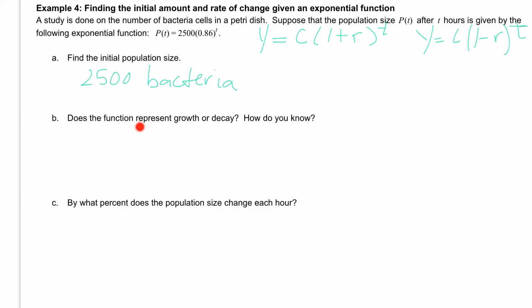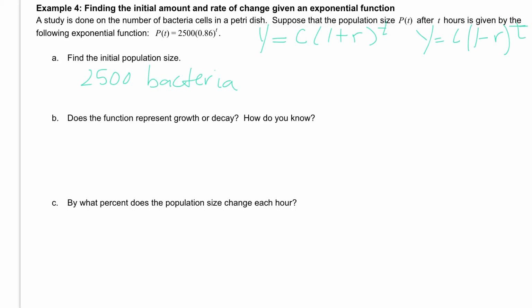Then in part B, it says, does the function represent growth or decay, and how do you know? Here's our exponential growth model, and here's our exponential decay model. The important part is right in the parentheses here. In the growth model, we're taking 1 and we're adding something to it, which means this base for t is always going to be bigger than 1. In this one, we're taking 1 and we're subtracting that percent.